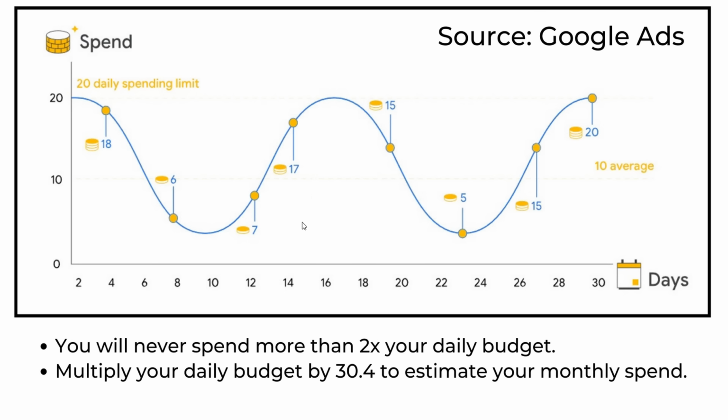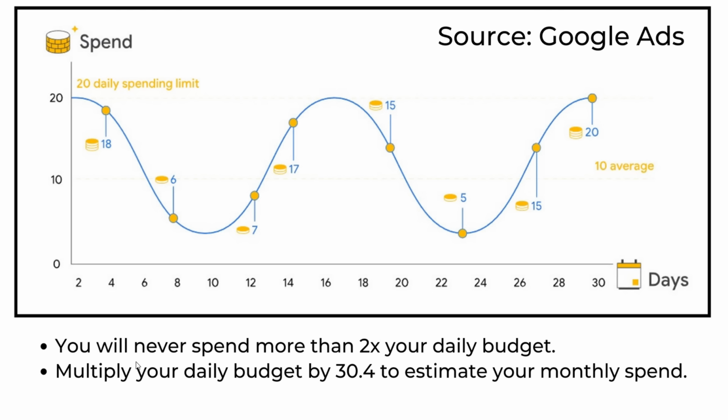One of the things you should keep in mind is when you set your daily budget. For this example, this is a picture from Google Ads. So if you set a $10 daily budget, you can see right here is a $10 daily budget. You're never going to spend more than 2x your daily budget. So you can see right here, your daily spending limit is going to be 2x whatever your daily budget is.